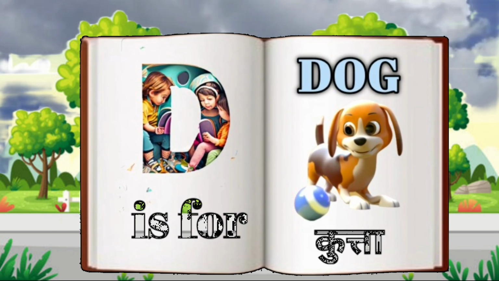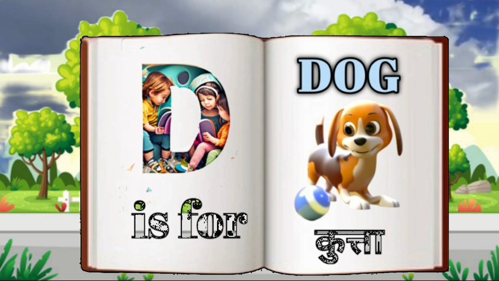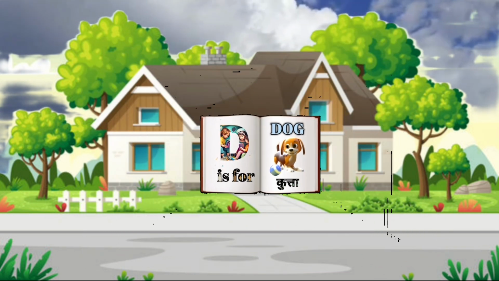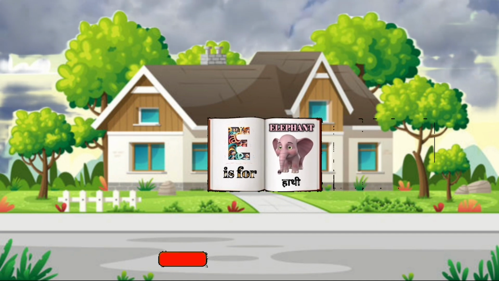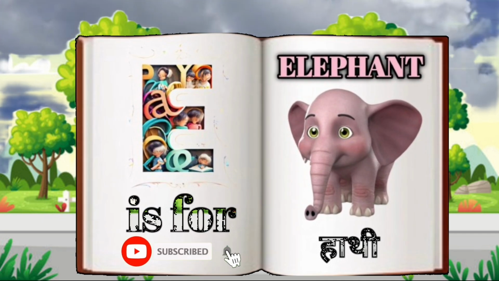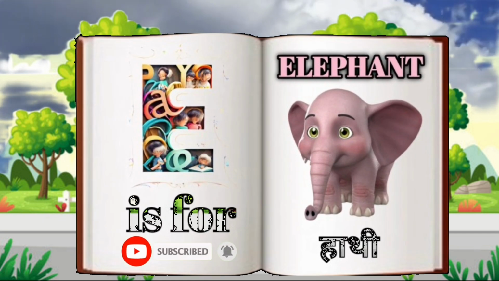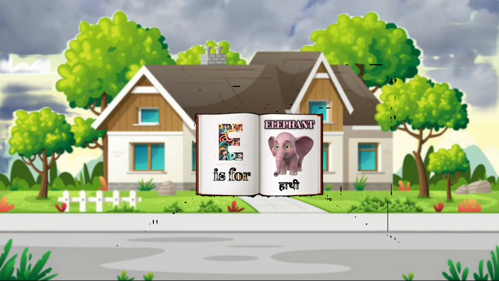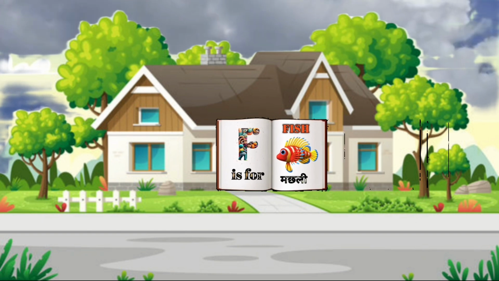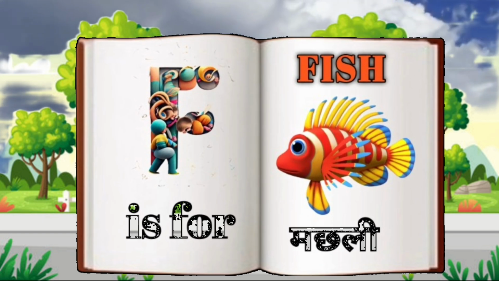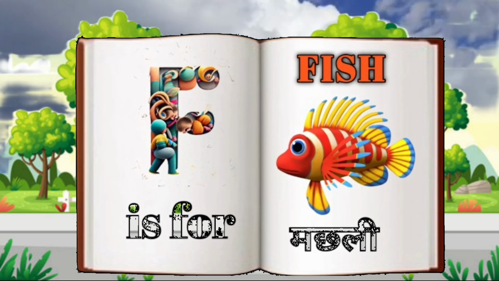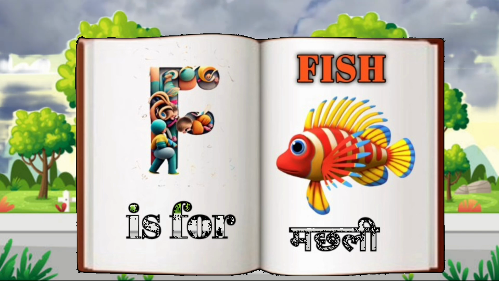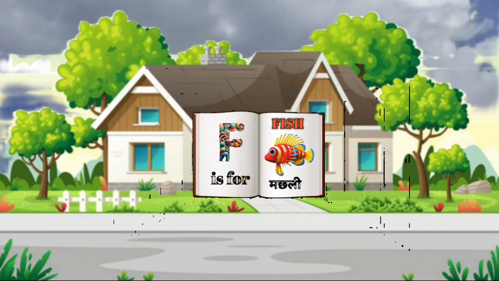D is for dog. Dog means kutta. E is for elephant. Elephant means hathi. F is for fish. Fish means machli.